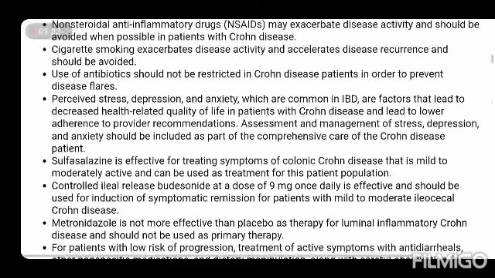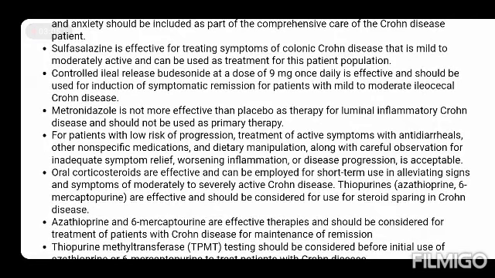Metronidazole is not more effective than placebo as therapy for luminal inflammatory Crohn's disease and shouldn't be used as primary therapy. For patients with low risk of progression, treatment of active symptoms with antidiarrheal, other non-specific medications, and dietary manipulation along with careful observation for inadequate symptom relief, worsening inflammation, or disease progression is acceptable.